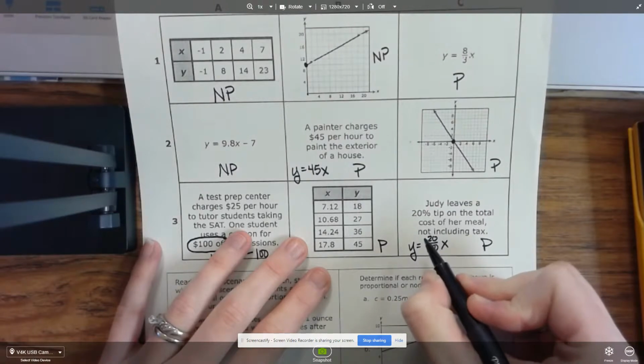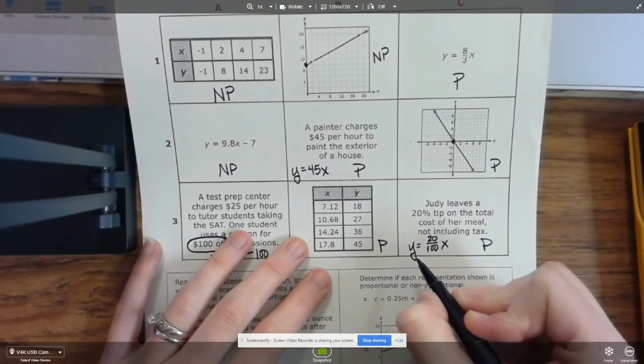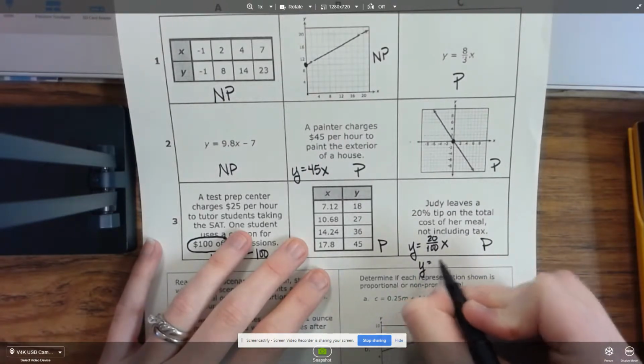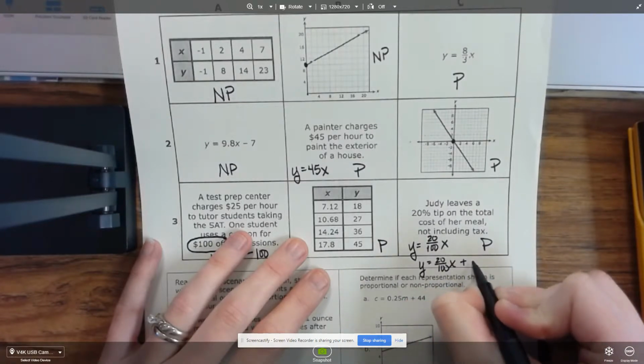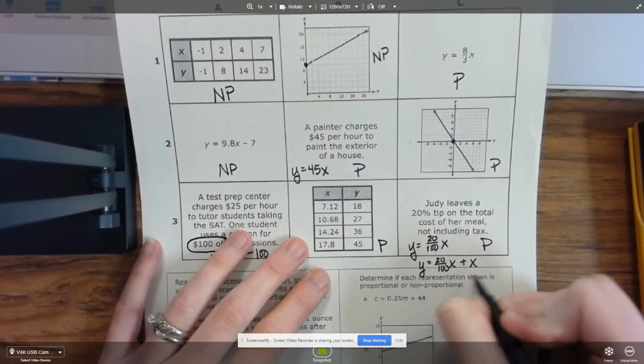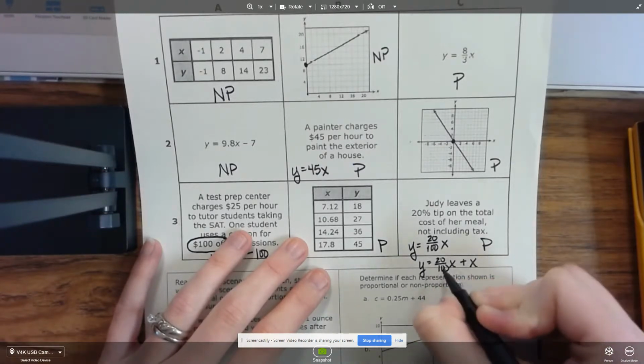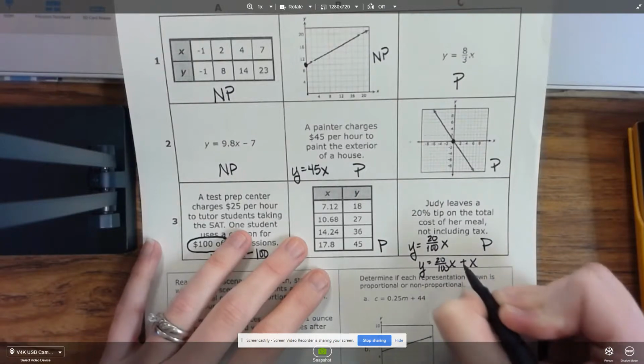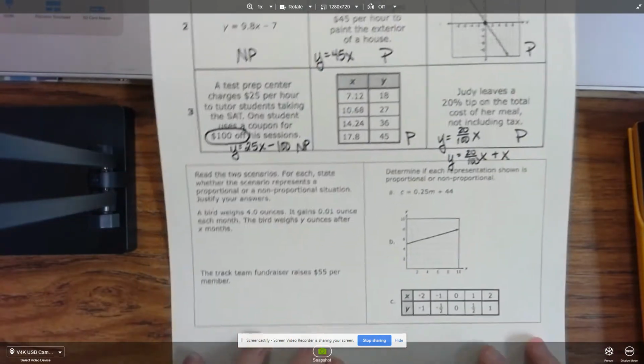Now, if we wanted to know how much the total meal was going to cost, we would add X onto the end of this. But that's not going to change whether we're adding or subtracting anything to the end, because it's still an X. It's not a value. So that one is proportional.